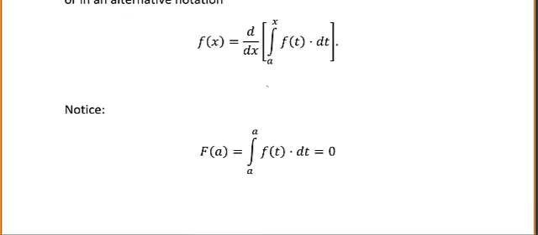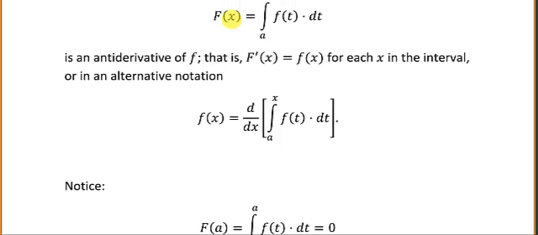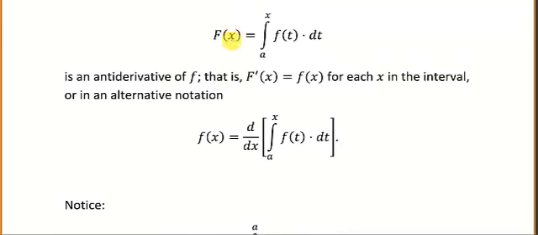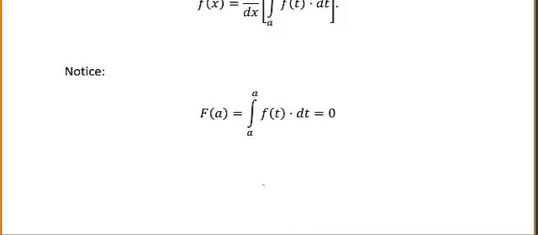Well, there's a way of dealing with this, but I wanted to remind you of something else here. If this is the derivative of capital F, and we evaluate capital F at a, we'll have to replace every instance of x with a. In other words, capital F of a is going to be the integral from a to a of little f of t dt, and that's going to be 0. All right, we've seen that before.